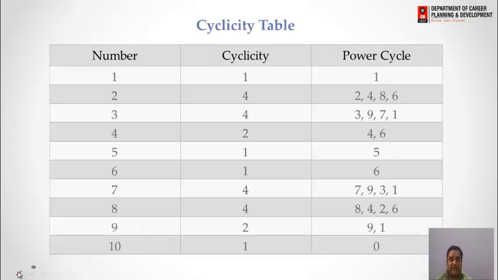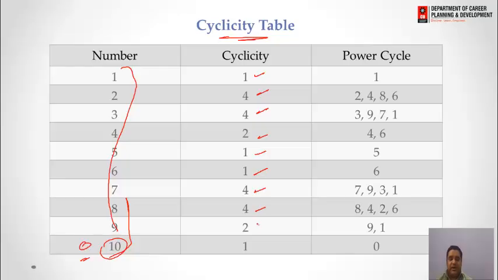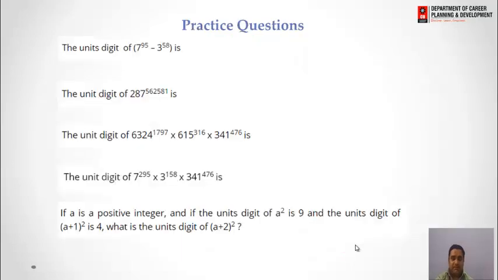Now here we have the cyclicity table. As we discussed in the examples, the cyclicity table is for single digits, where 10 can be written as 0 as well. So we can say the cyclicity of 1 is 1, 2 is 4, 3 is 4, 4 is 2, 5 is 1, 6 is 1, 7 is 4, 8 is 4, 9 is 2, and 10 is 1. These are the power cycles, meaning the value we get as the unit digit of high powered numbers.